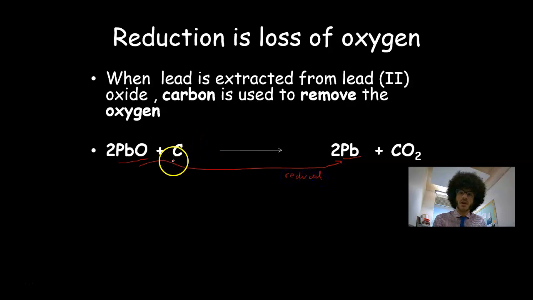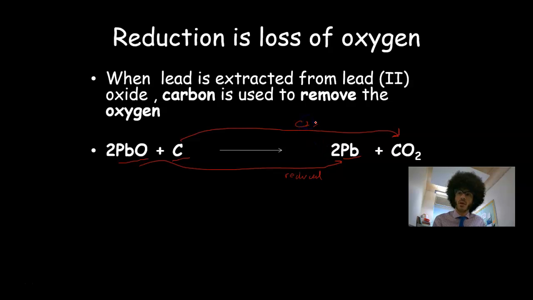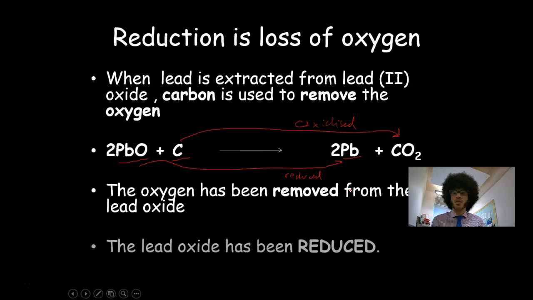At the same time, you can see my carbon has gained oxygen because it's gone from C to CO2. It's gained a couple of oxygen atoms. As a result, that has been oxidized. So the oxygen's been removed from the lead oxide. The lead oxide has been reduced.